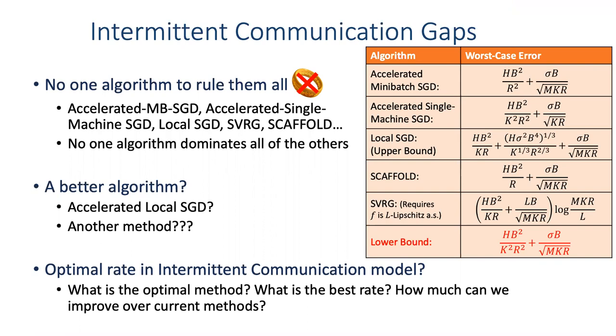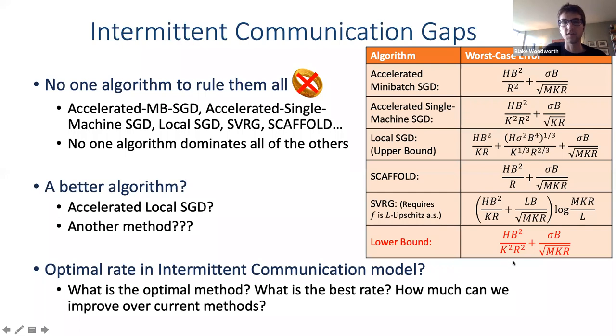I'm trying to understand what the lower bound is saying. Can you just repeat what H, B, K, and R are, please? Right. So H is the smoothness constant. B is the norm of the optimum. And then K is the number of gradients per round of communication, and R is the number of rounds of communication. So K times R is the total number of gradients per machine.